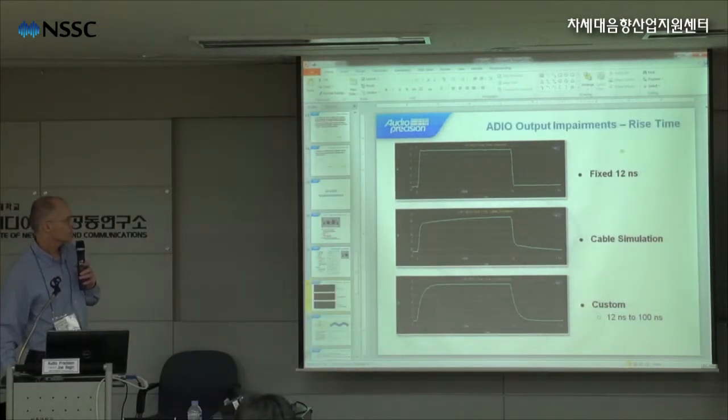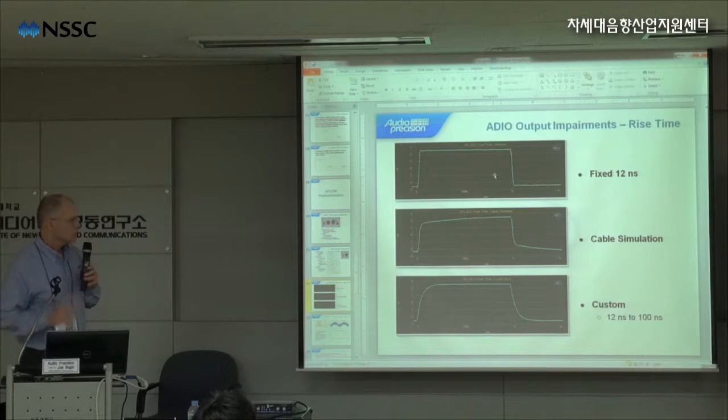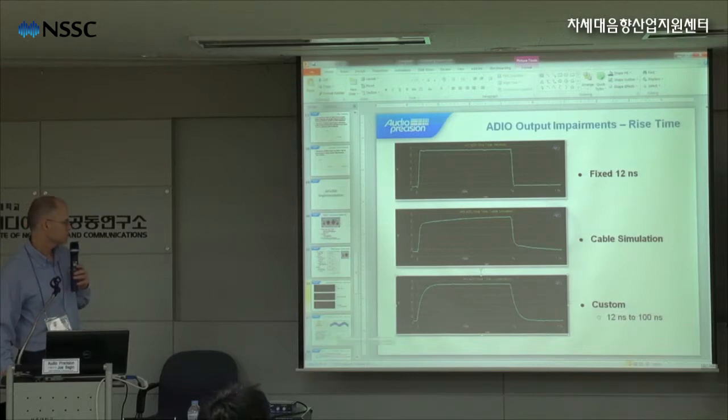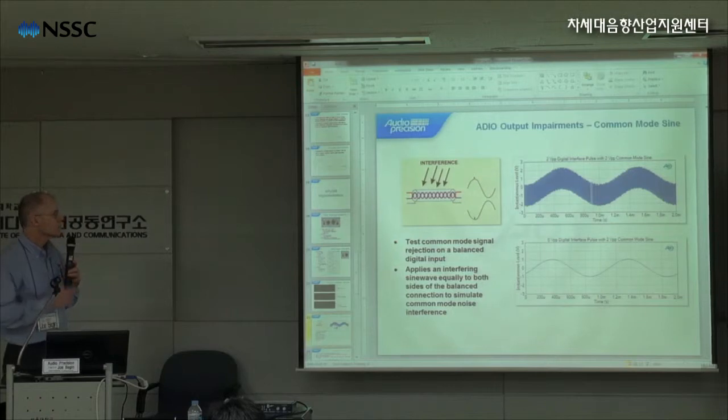So here we have a look at the output impairments in terms of rise time. The top graph is a fixed rise time of 12 nanoseconds. Here we have the cable simulation mode, and then the custom mode, and you can vary the rise time from 12 nanoseconds to 100 nanoseconds.